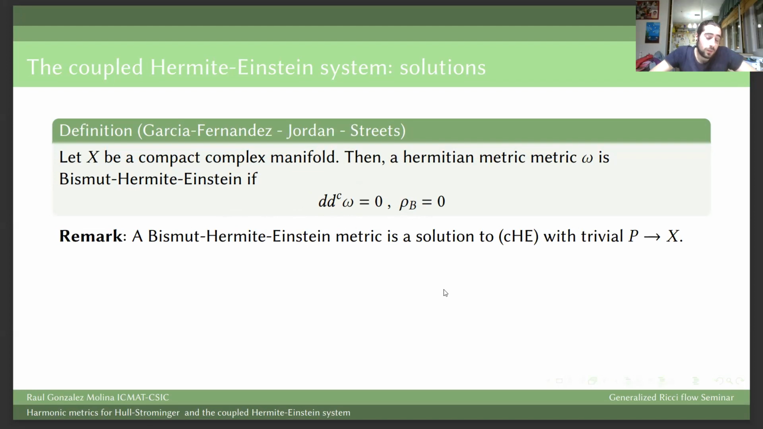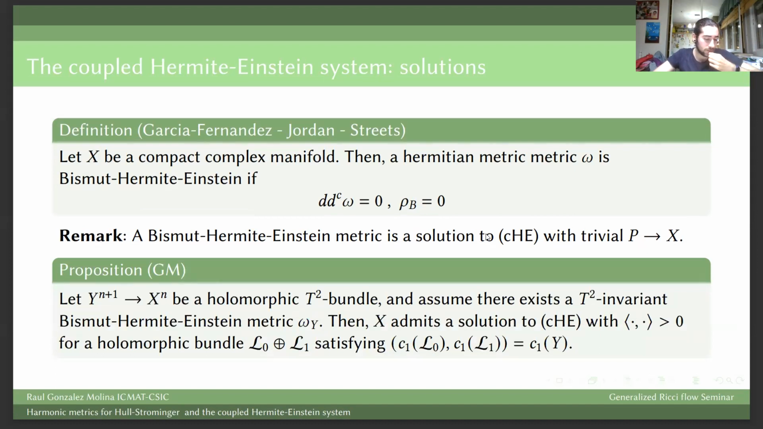Now, one thing one can observe is that if I remove the principal bundle from the coupled Hermite-Einstein system, then this notion of Bismut-Hermitian-Einstein metric is a solution. So what this tells me is that the coupled Hermite-Einstein system is kind of a completion of this notion when we take into account a holomorphic principal bundle. One should think in these terms. And we have this result. This result is a correspondence between solutions to the system and Bismut-Hermitian-Einstein metrics in the sense of this paper.